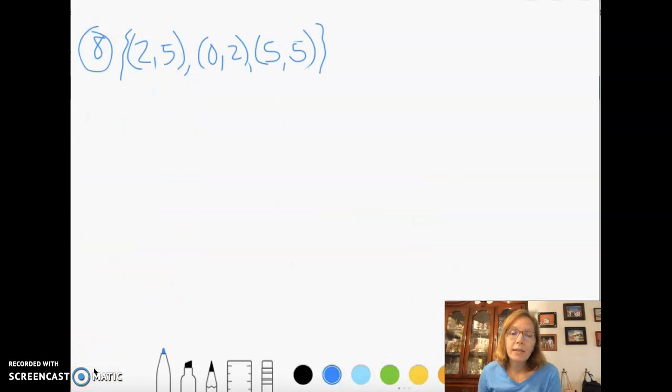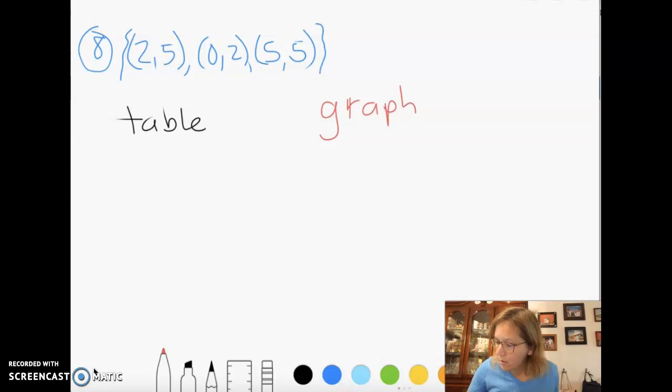Okay, so number 8 has a lot of directions, so I need to make sure that I complete everything it's asking me to do. Number 8 says, express each relation. Remember, a relation is just a set of ordered pairs as a table and a graph. So I have to do a table and I need to do a graph. And then it says to list the domain and range. So I've got to also do domain and range.